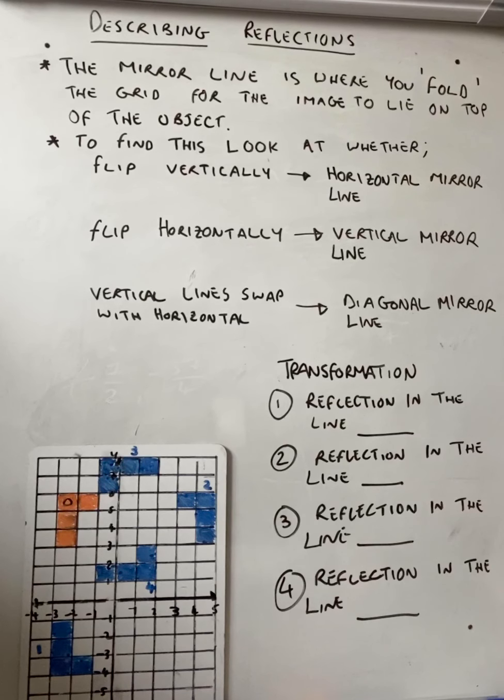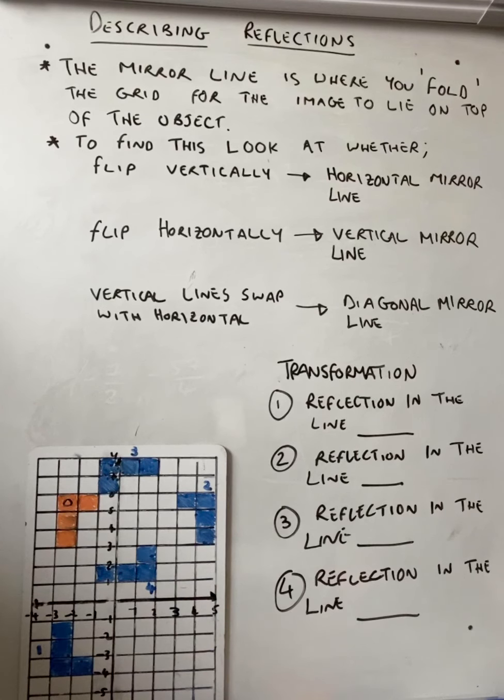This video is all about how we describe reflections. So at the top of the board, I've put some starting points for you to think about when you're trying to describe a transformation. If you're describing a reflection, the mirror line is a line upon which you're going to fold your grid up so that the image lies directly on top of the object.